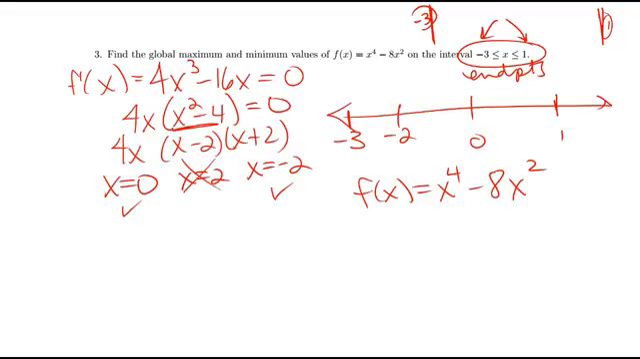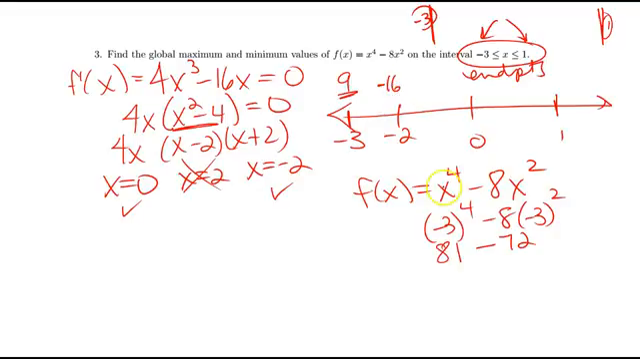So if I did this right, I plugged in -3 to the original function. That would have been, I believe, 9, but I'm going to try it just to be sure. Yes, I do believe I did this. -3 to the fourth is 81 minus 8 times -3 squared, which is 9, minus 72. So this value is 9 right here. When I plugged in -2 into the same, I got -16. At 0, notice I get a 0. And at 1, I plug it in, I get a -7.